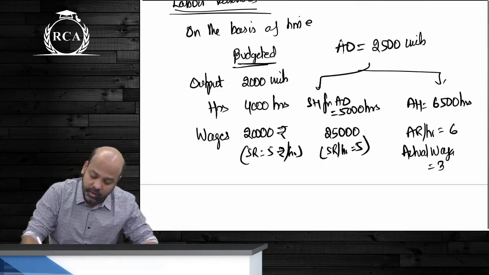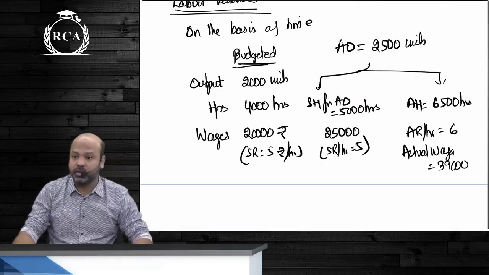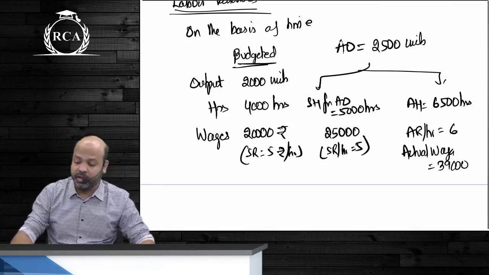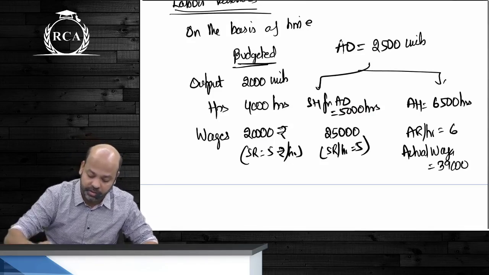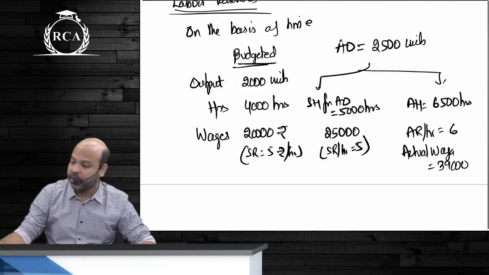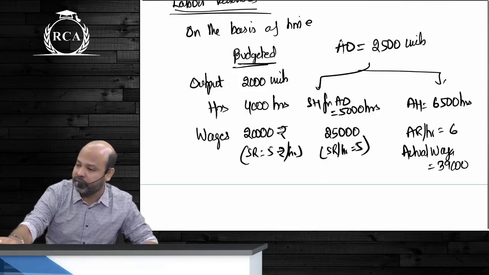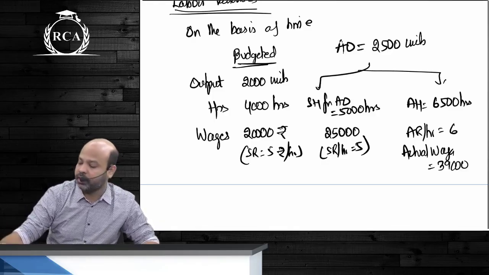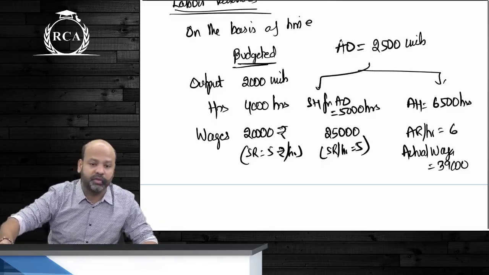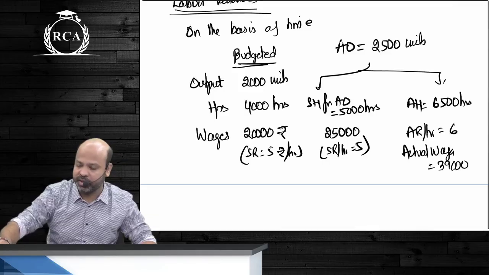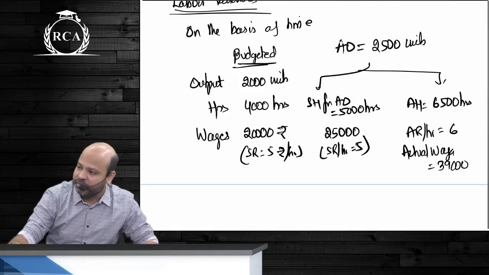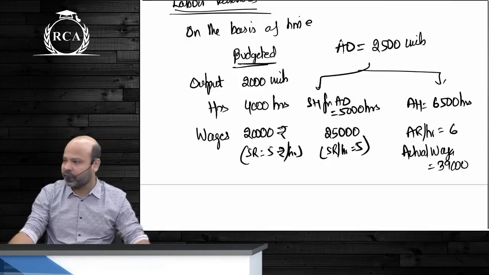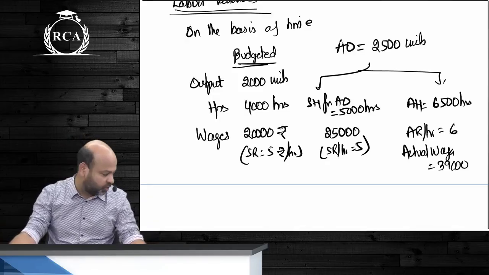39,000. So to manufacture 2,500 units, we should have incurred a wage of 25,000. We have actually incurred a wage of 39,000. Is there a variance here? Yes. How much more money did we spend? 14,000. Our variance is 14,000 adverse. Yes or no? This 14,000 adverse variance, as you have learned, has two reasons.